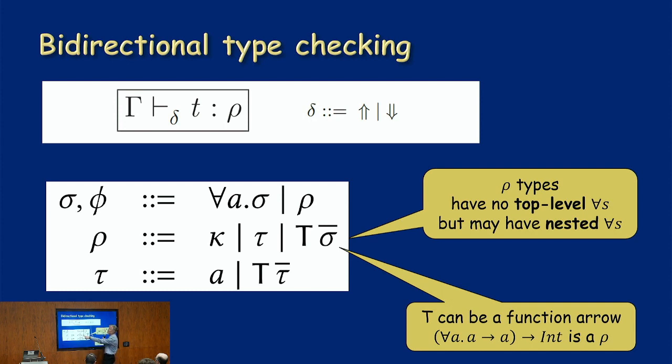We can have monotypes that are just no quantifiers anywhere in a tau. So tau you should think of as being some arbitrary type but with no foralls in it. Or it can be a type variable. Okay, we good? You can ignore the kappa for now. Okay, so that's what rows are.